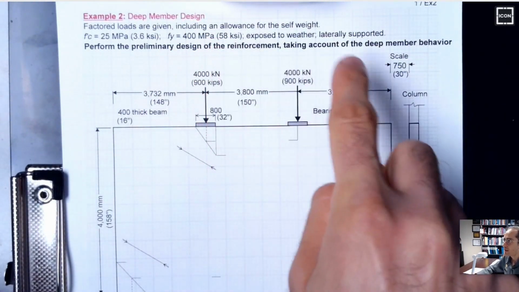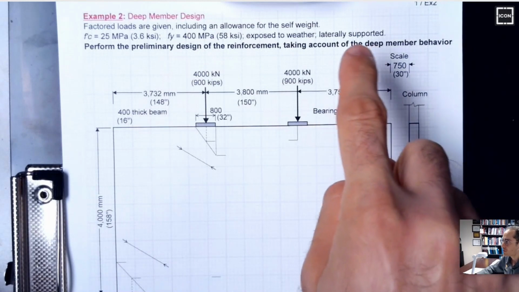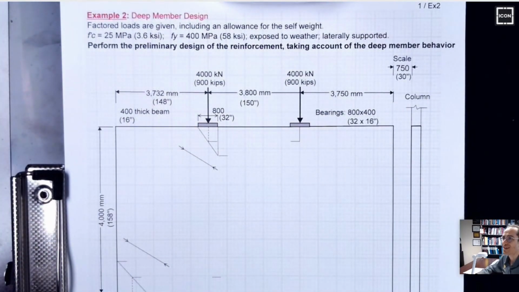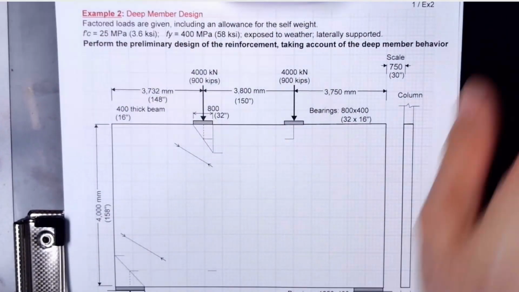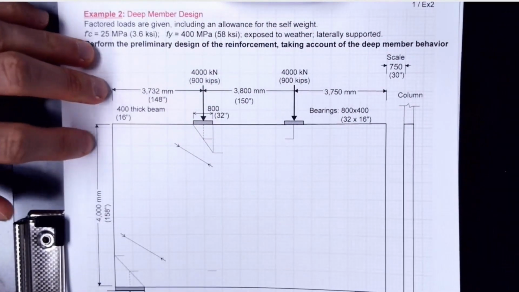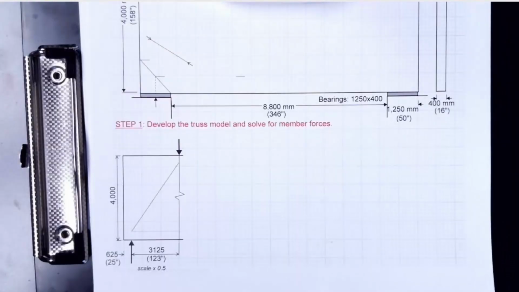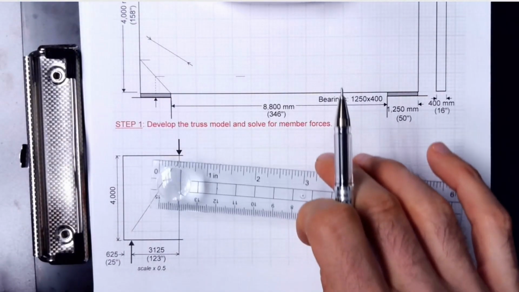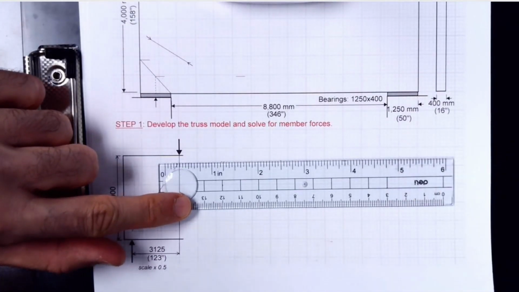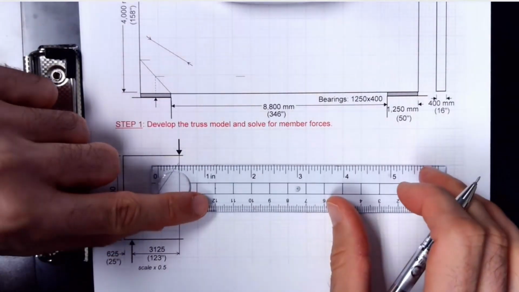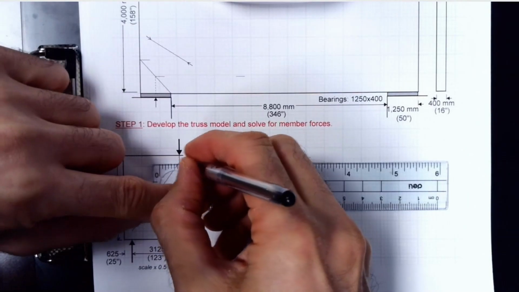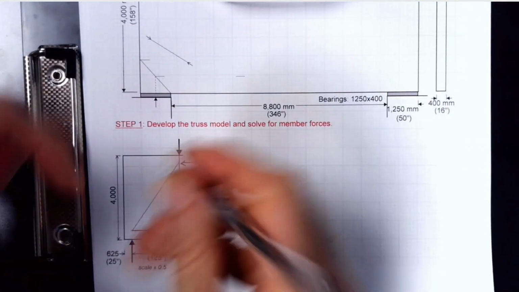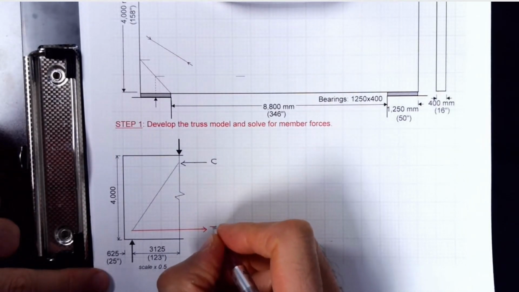Regular strength concrete exposed to weather, we are going to be designing the reinforcement for this system. So let's get into this. The first step is the most important one because we determine the truss model. Two important decisions that we need to make. At the top we have compression, so there is going to be a compression strut. At the bottom there is going to be tension. This is going to be compression, this is going to be tension.